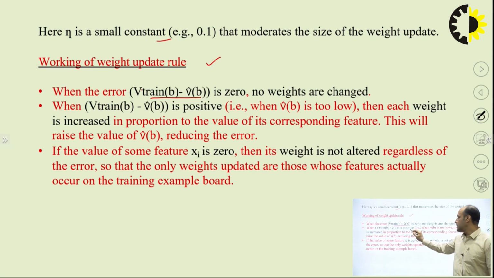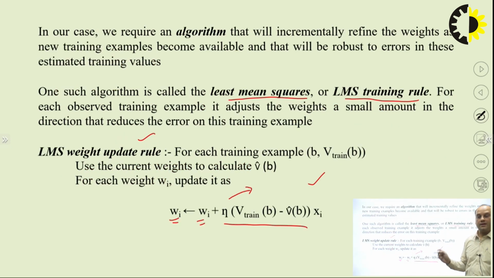If this term is positive, then the weight will increase in proportion to the value of its corresponding feature. And if the value of some feature xi is 0, then its weight is not altered. So these are the workings of this update rule. It may be 0, it may be greater than 0, it may be less than 0.